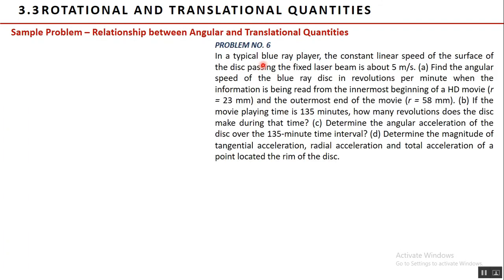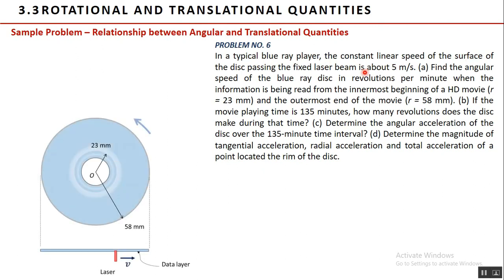Let us give another sample problem. Problem number 6. In a typical Blu-ray player, the constant linear speed of the surface of the disc passing the fixed laser beam is about 5 meters per second. Letter A. Find the angular speed of the Blu-ray disc in revolutions per minute, when the information is being read from the innermost beginning of a high-density movie, in which the radius is 23 millimeters, and the outermost end of the movie, wherein the radius is 58 millimeters.